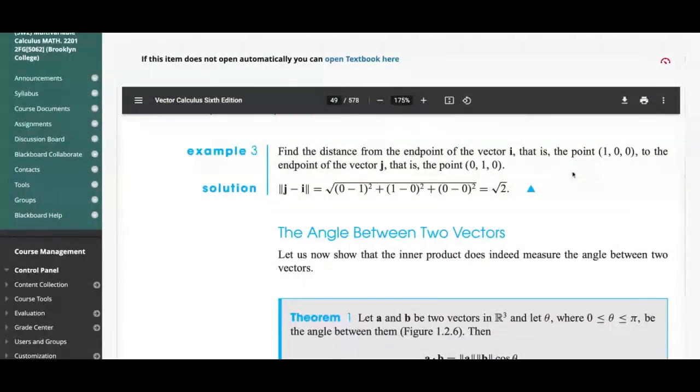Let's see this example. We want to find the distance from the endpoint of vector i. What is i? Remember, that's the unit vector on the x-axis, which means the first component is 1, and the rest of the components are zeros. And the endpoint is vector j. j means the second component is 1, and the rest of the components are 0. So we use j minus i: 0 minus 1 squared, 1 minus 0 squared, 0 minus 0 squared. In the end we get square root 2. So the distance between i and j is square root 2.